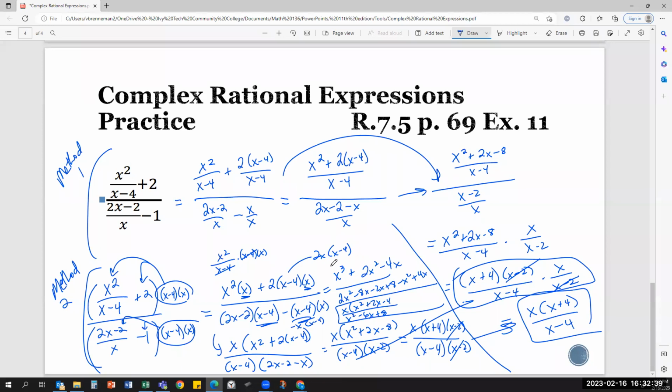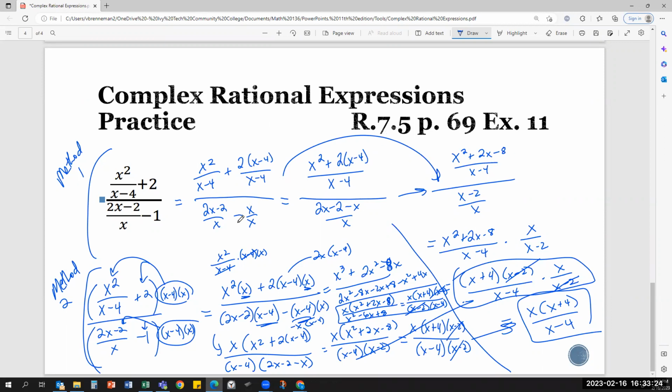Sorry, that was a minus 8 there. So then we get x times x plus 4 times x minus 2 over x minus 2 times x minus 4, and we get that. But there were extra steps, multiplying and then factoring back, that didn't really need to happen. So in this case, method 1, I managed to squeeze method 2 into a smaller space there, but I think really method 1 was simpler on this example.